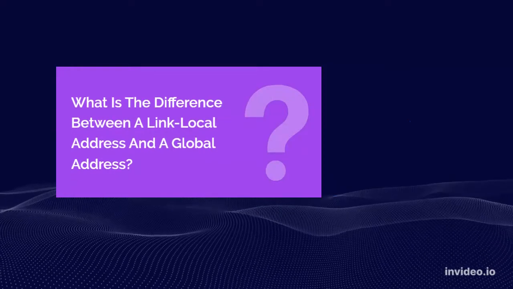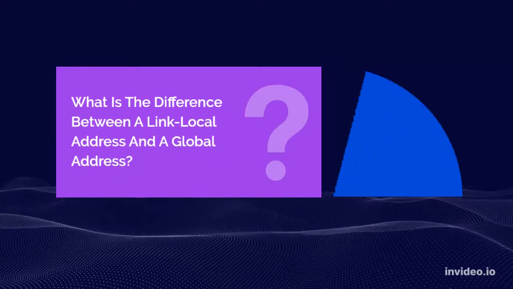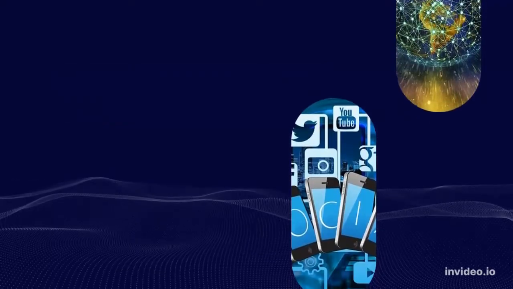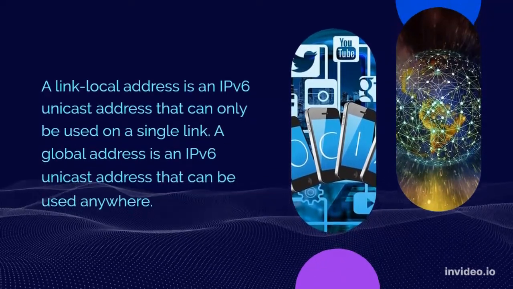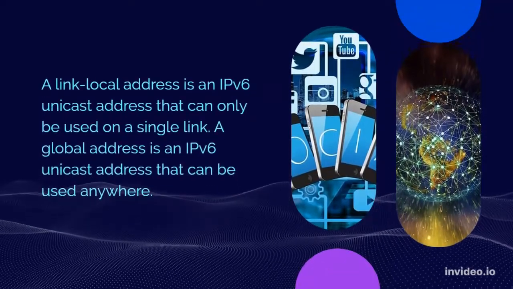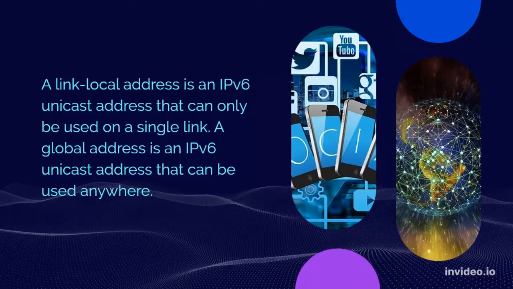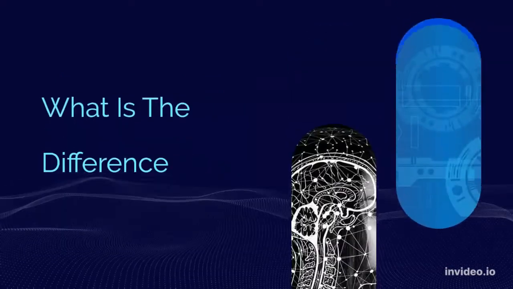What is the difference between a link local address and a global address? A link local address is an IPv6 unicast address that can only be used on a single link. A global address is an IPv6 unicast address that can be used anywhere.